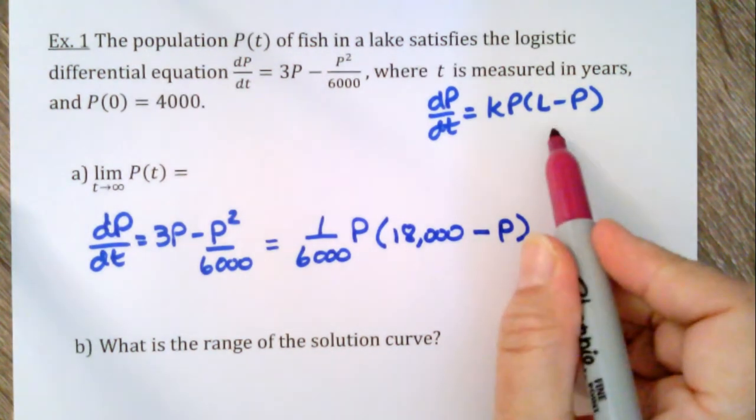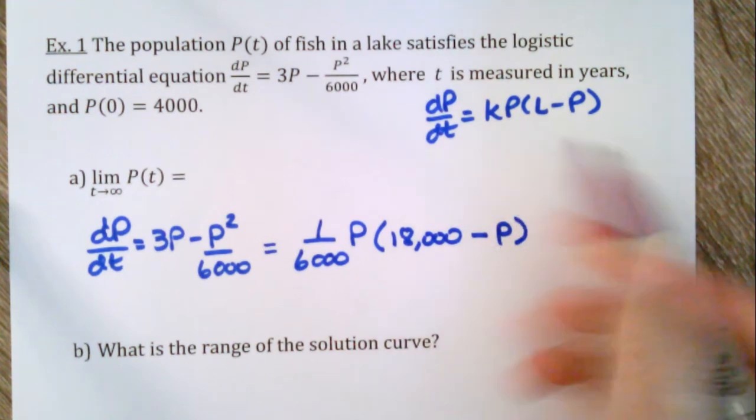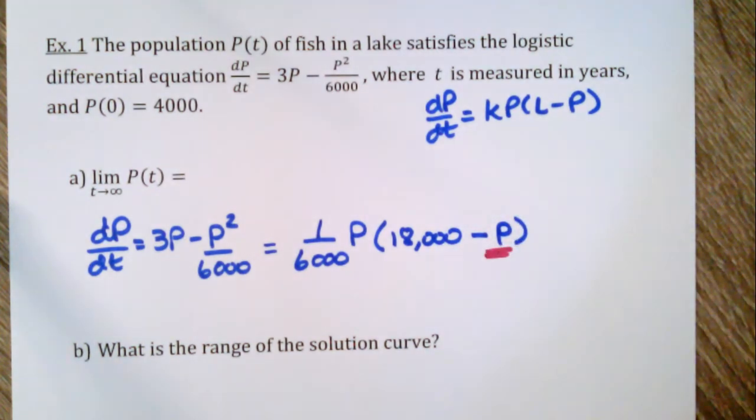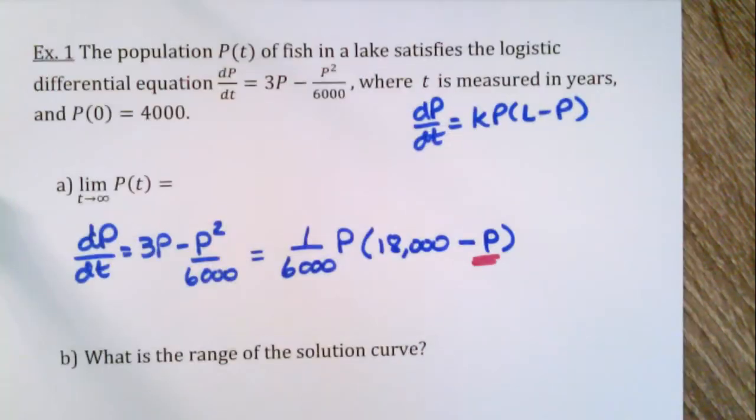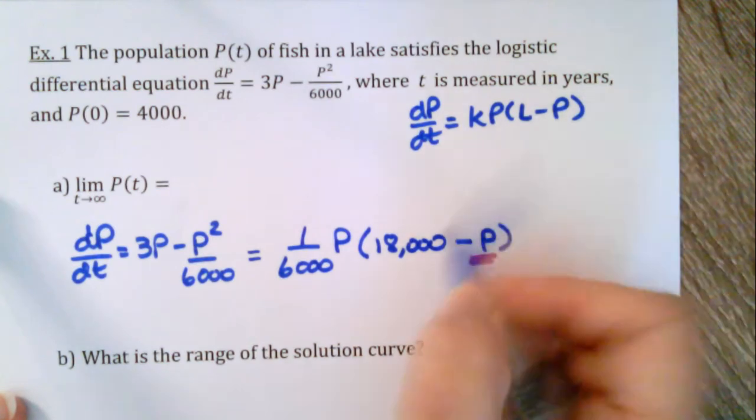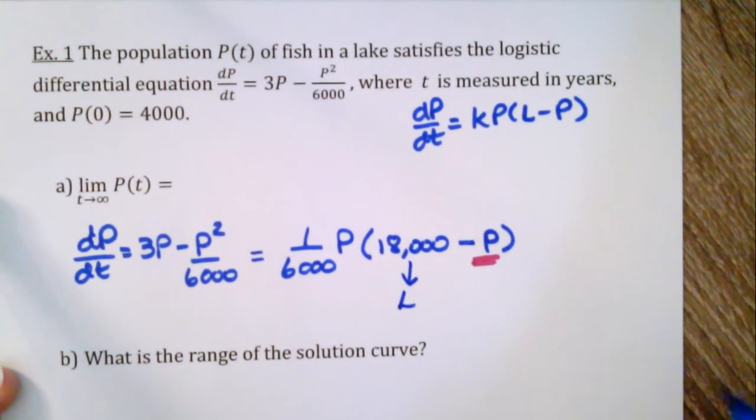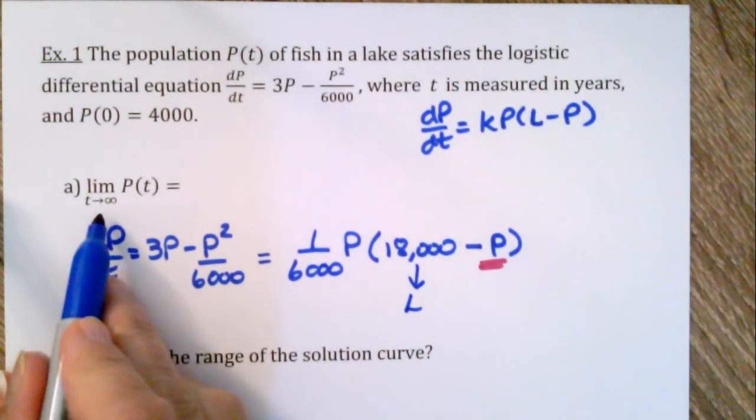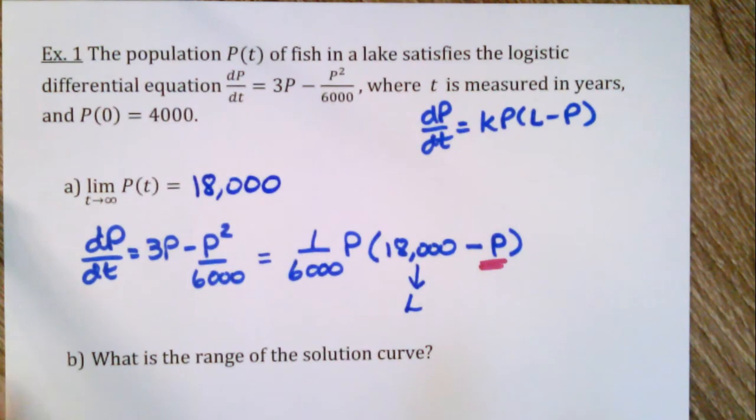Whenever we are trying to get a logistic differential equation into the form where we can identify the limit, that's what you want right there, a P with no coefficient on it. And once we get it here, then we can easily identify the carrying capacity. Remember, this is our L value or our carrying capacity. And so the limit as time goes to infinity is going to be equal to 18,000.